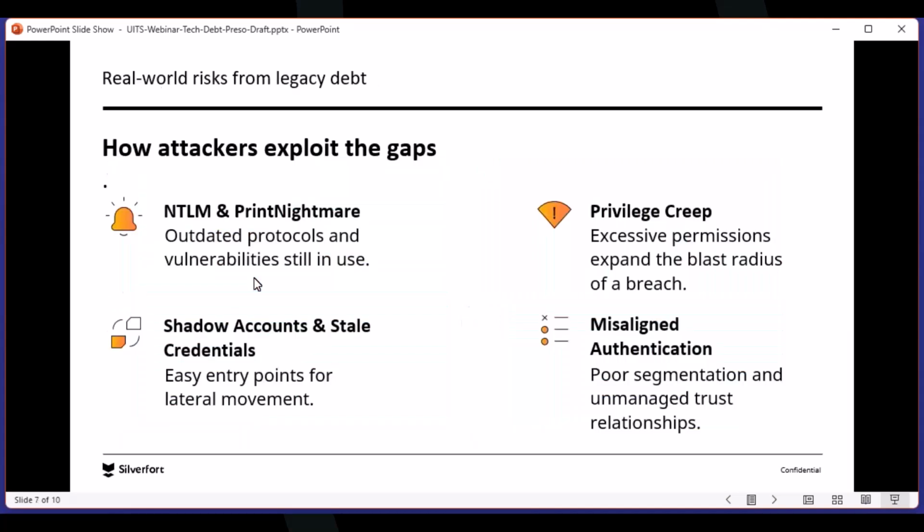Yep, that's all we got for now. Keep going. Sweet. Okay, so how they exploit the gaps, right? These are real world risks from the legacy tech that we've been discussing.